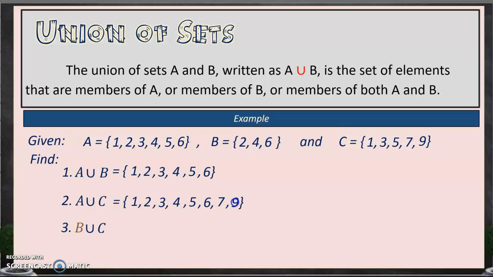Number 3, B union C. Look at sets B and C. You will just list all the elements of B and C. So we have 1, 2, 3, 4, 5, 6, 7, 9. We just write it in order, in increasing order. So B union C is 1, 2, 3, 4, 5, 6, 7, 9.